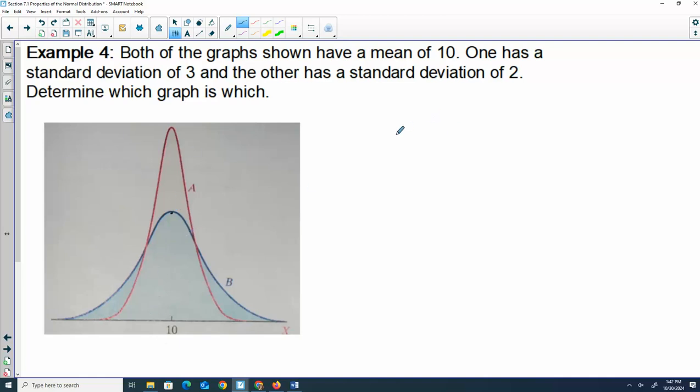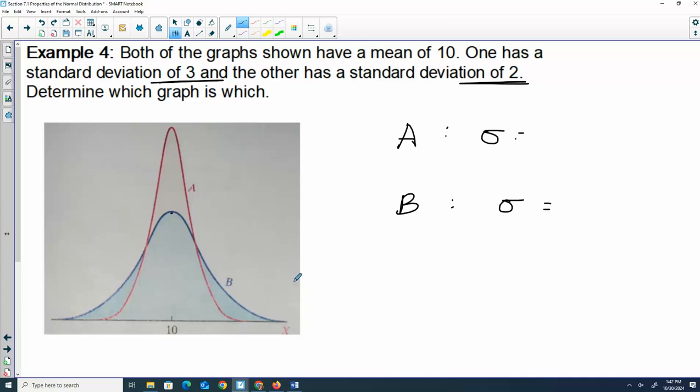Okay. So we have graph A, graph B. We're basically trying to figure out what the standard deviation of each is. One of them's 3 and one of them is, sorry, 2. Standard deviation is how far you go until your graph starts curving outward, right? When you have a smaller standard deviation, what does that do to your graph? The smaller the standard deviation, it would be skinnier.